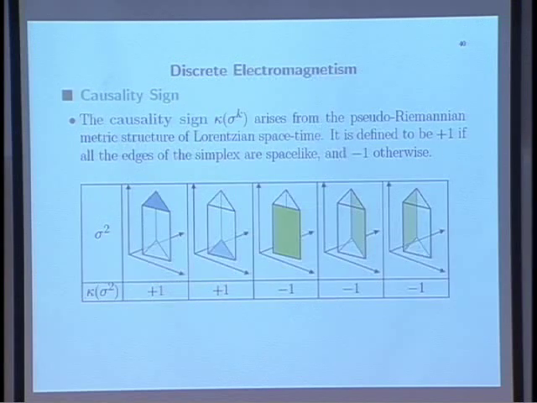And if you were to just modify the Hodge star in this way, then you would get Maxwell's equations in this setting.